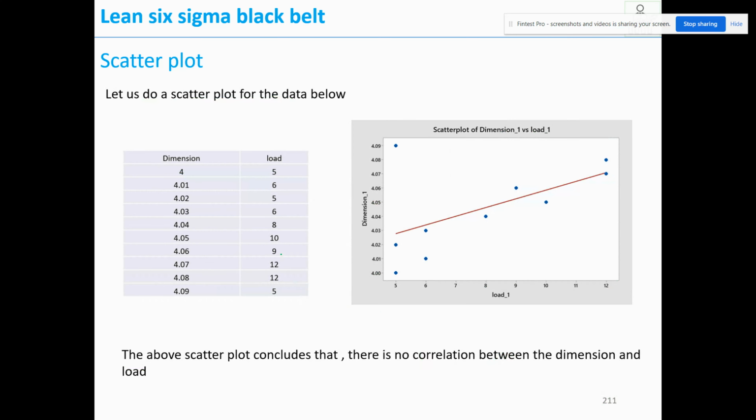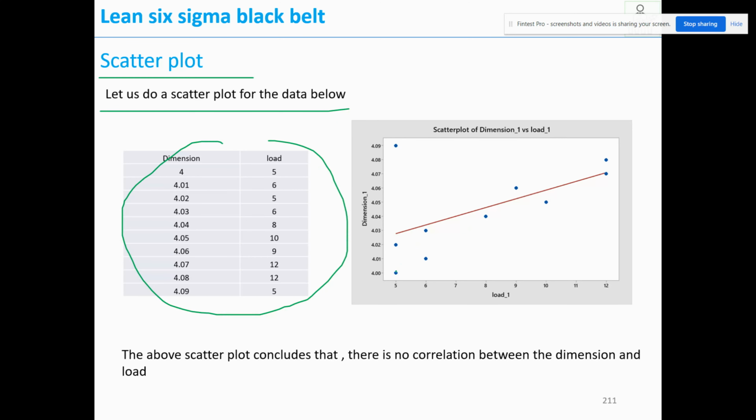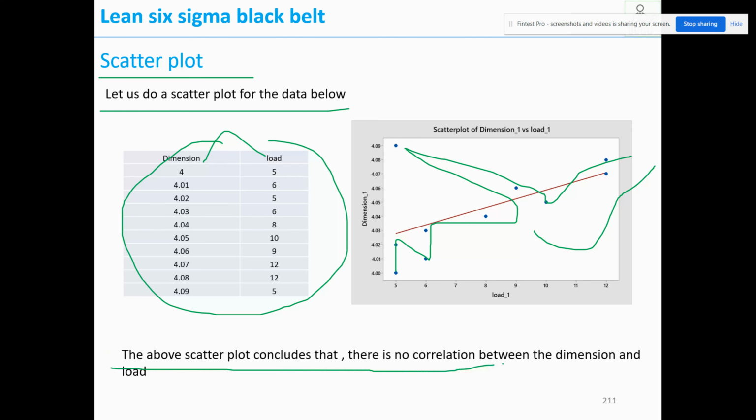So next, in Minitab we will see how to do all three examples. Now here in this example again the data is different. Now if you see there is no positive correlation, there is a variation for all the data. This we can conclude, there is no relation between dimension and load. So the above scatter plot concludes that there is no correlation between dimension and load.